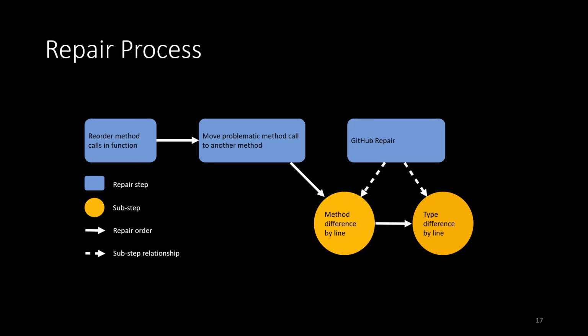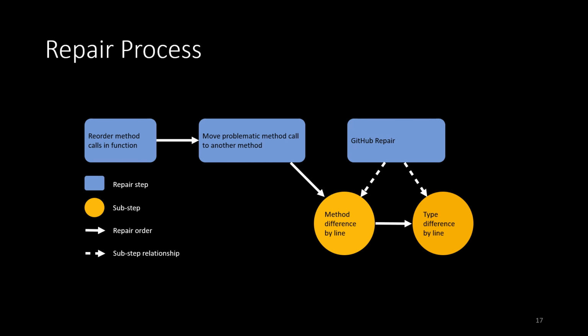GitHub repair works by using a specific search query, which I'll show an example of later, to find reference applications. It will then use the method call name of the problematic section of code to identify the reference method call in that new application.